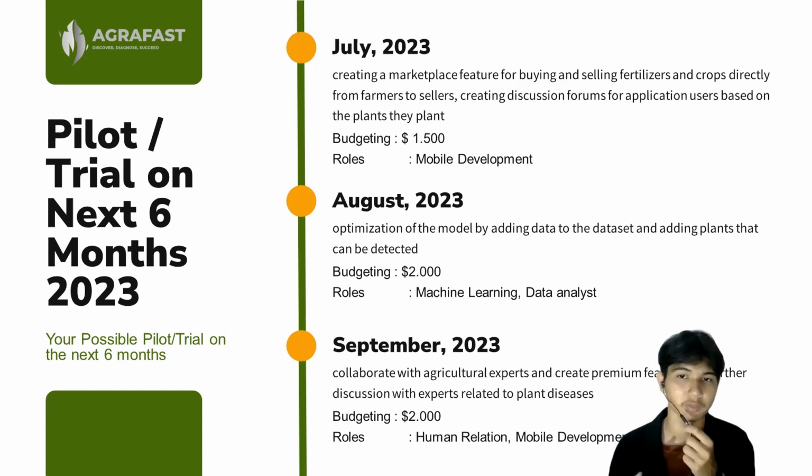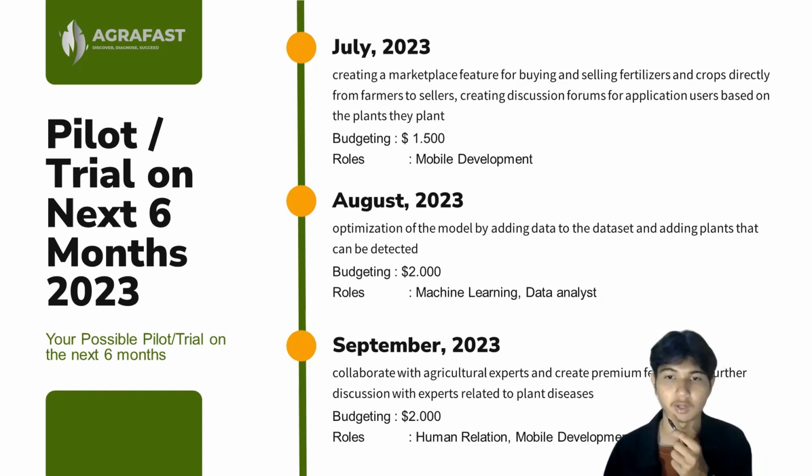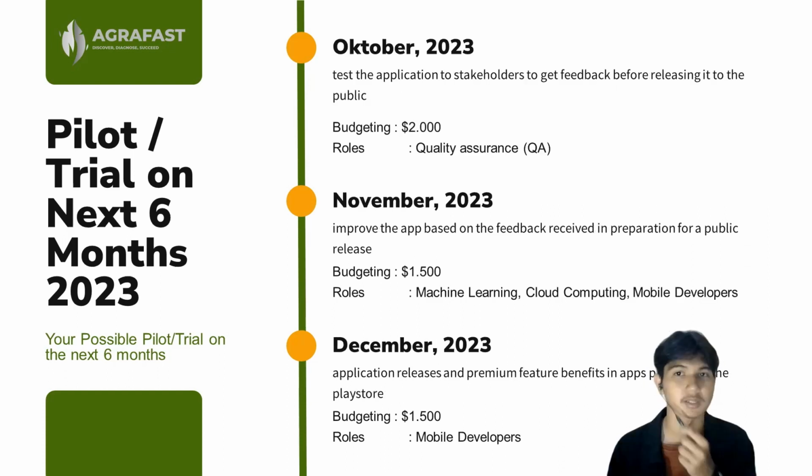September, collaborating with agricultural experts to introduce a premium feature for expert discussion on plant diseases. Budget $2,000 for human relation and mobile development roles. October, stakeholder testing to gather feedback and incentive for the public release. Budget $2,000 for quality assurance roles. November, improving and enhancing the app based on the stakeholder feedback. Budget $1,500 for machine learning, cloud computing, and mobile development.